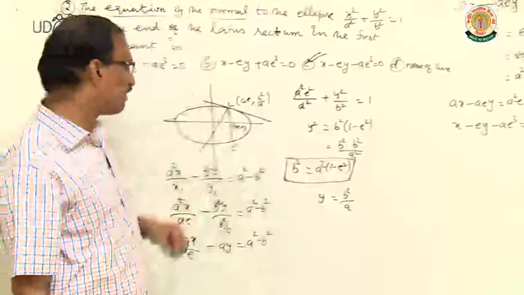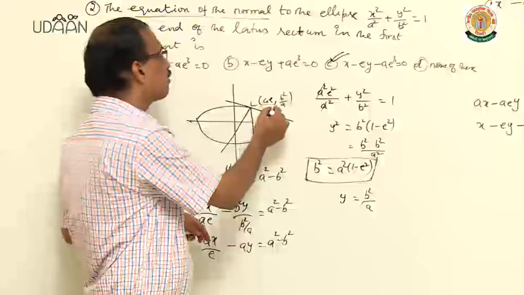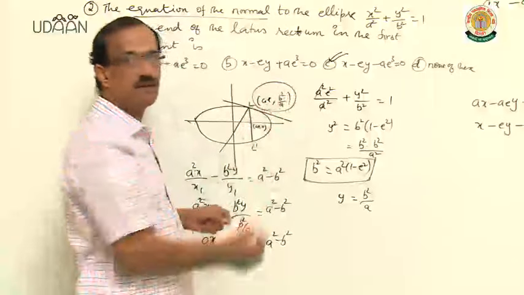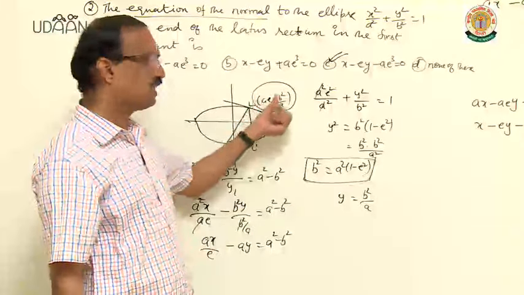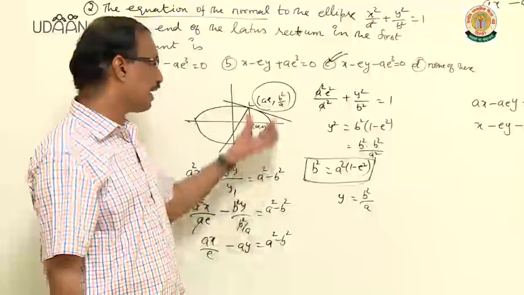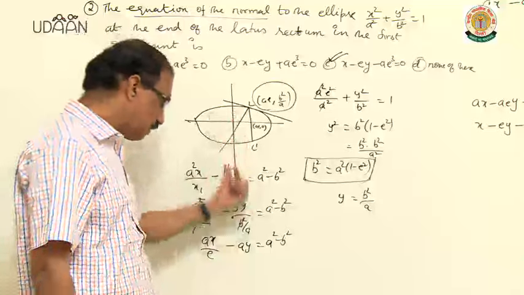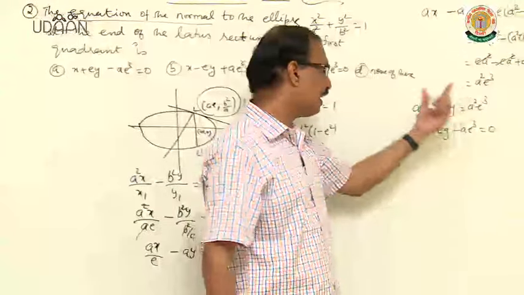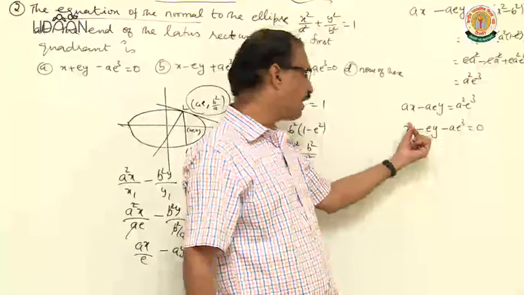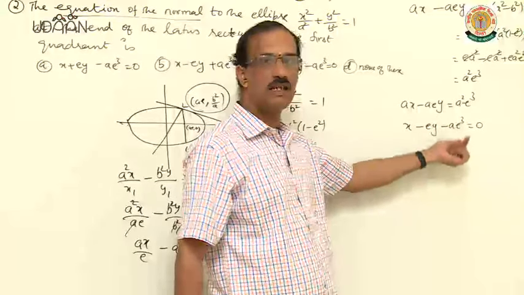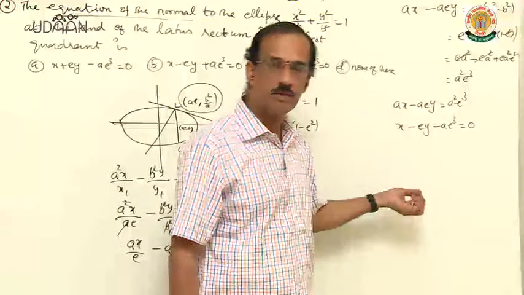So what we have done first: we have taken the coordinate of the end point of the latus rectum, that is ae comma b squared by a. At this point you got the equation of a normal. So this only you are simplifying and bringing into the form of x minus ey minus ae cube equal to 0. समझ में आ गया बेटा?